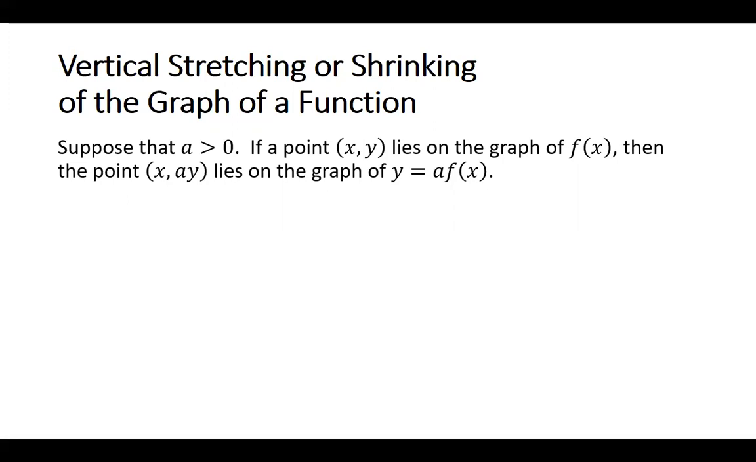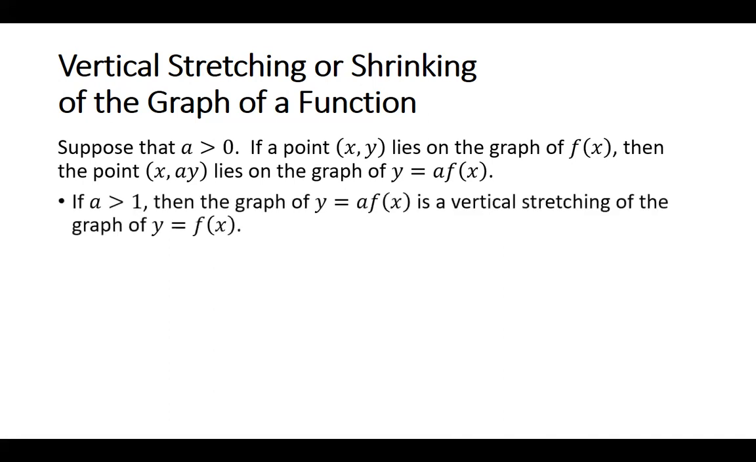So basically what this is saying is that if you take a function and multiply it by some constant, then every point on your graph, the y value is going to be multiplied by that constant. So if y would have been 2 for f(x), and a is equal to 3, then y would now become 3 times 2, or 6. And we'll demonstrate that in just a moment.